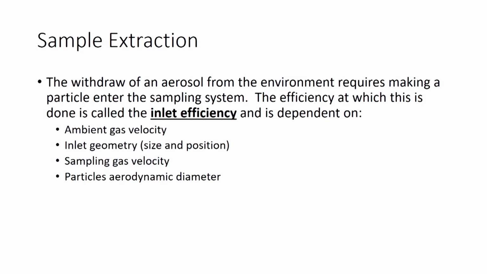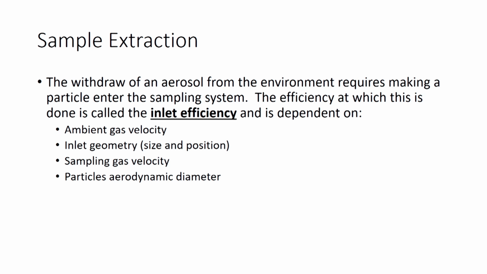Sampler extraction. The withdrawal of the aerosol from the environment requires making particles enter the sampling system. If they don't enter the sampling system, they will not be collected. The efficiency at which this is done is called inlet efficiency. So all the particles have to come to the sampling unit, and we need to provide the specification about the inlet efficiency. We know that efficiency cannot be 100%, so it will be reduced.